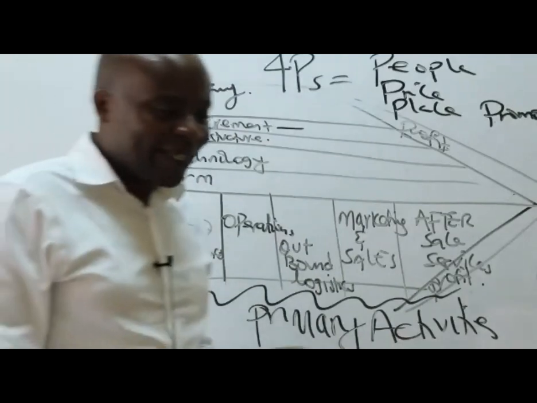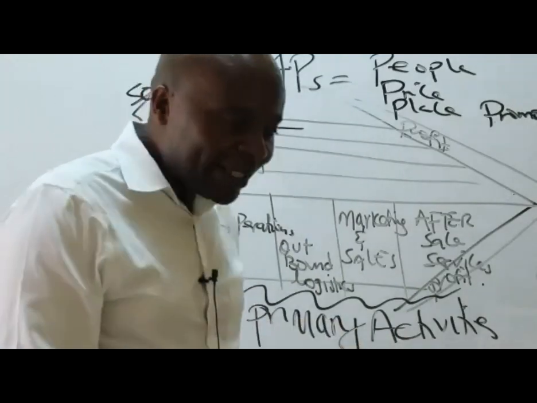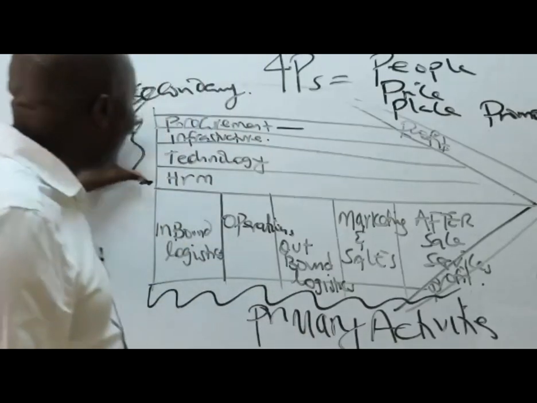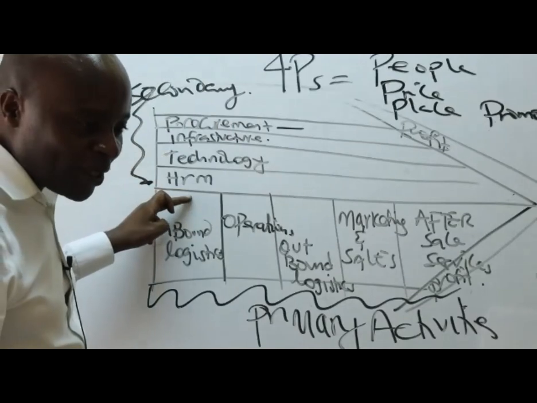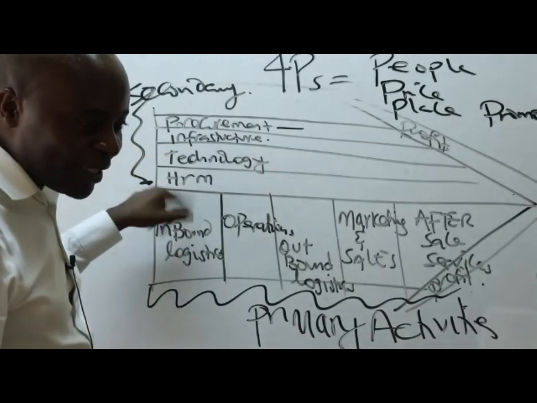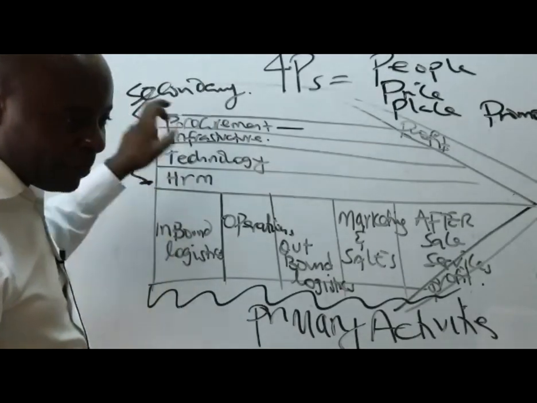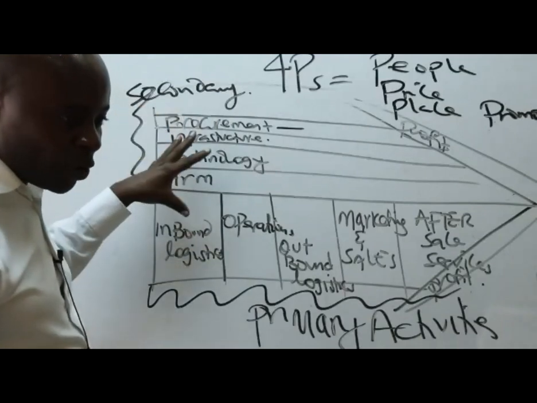Jabiri, yes, great. Now then the other model, explain the secondary. I've just explained the secondary. We have procurement, infrastructure, technology, human resource. Again, have you been with us? You need a procurement department. You need to have the right infrastructure.